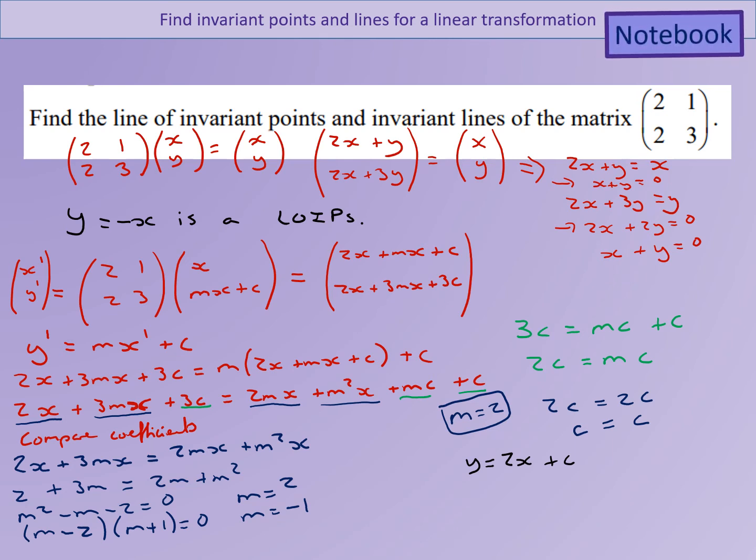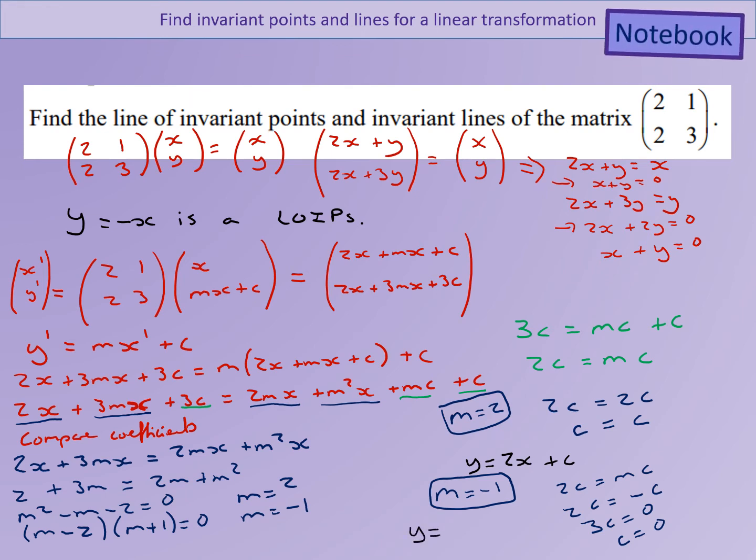We now go back and look at what happens to the other m value, m equals minus 1. Put that into 2c equals mc. So we get 2c equals negative 1c, negative c. That gives us 3c equals 0, or c equals 0. That is only true for that one value, so only c equals 0. So that tells us that y equals minus 1x plus 0 will be the other invariant line.